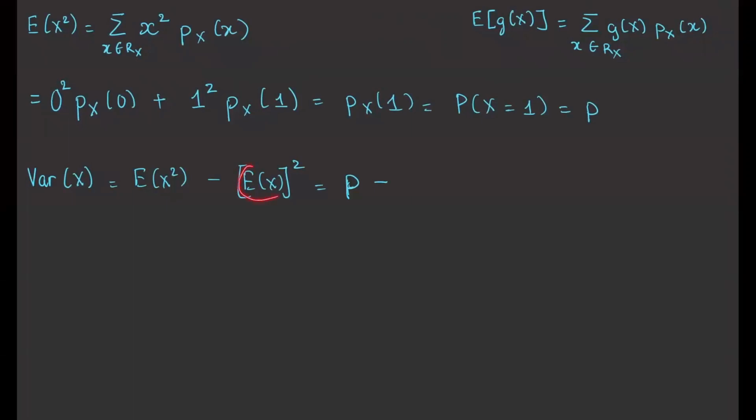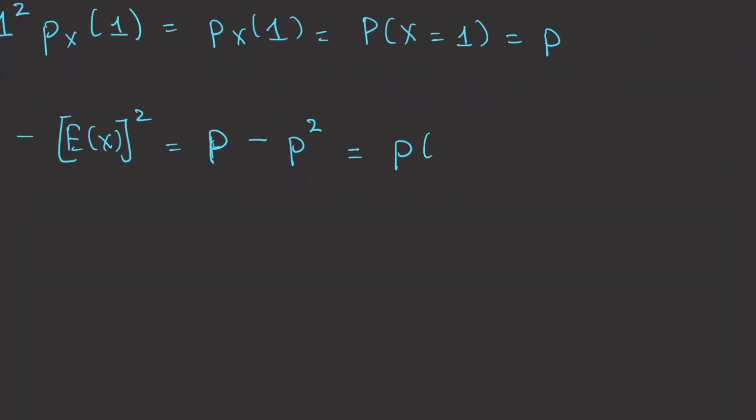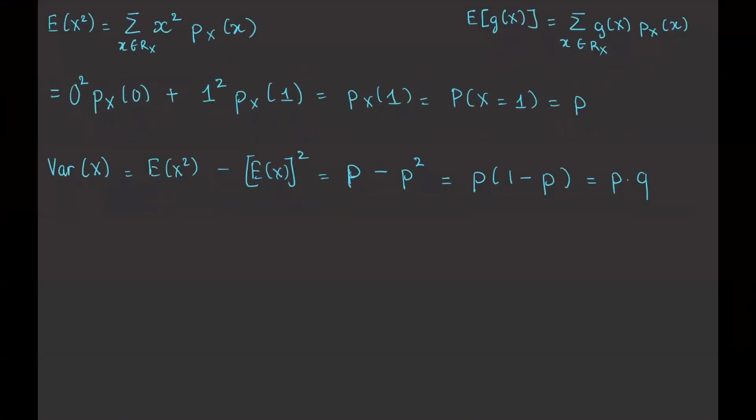And then the expected value of x is also p, but we have to square that. So I have p squared. We see that both terms have p, so I can factor p out, and I'm left with 1 minus p. And what is 1 minus p? It is q, which is the probability of failure. So we just derived this for a Bernoulli random variable.